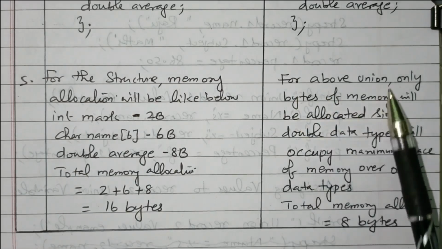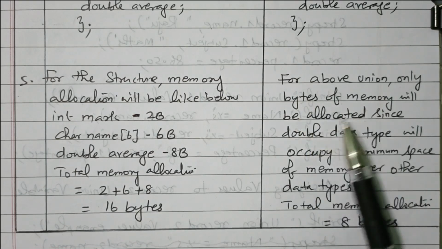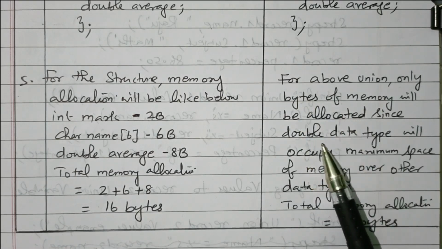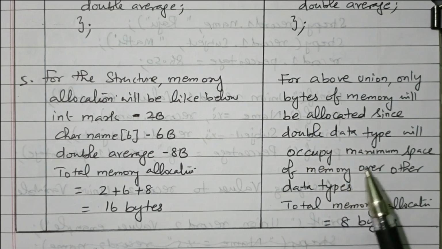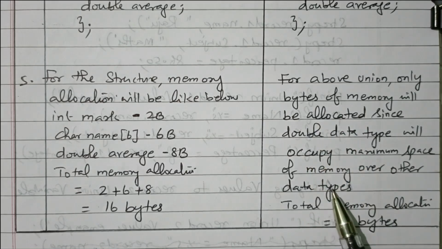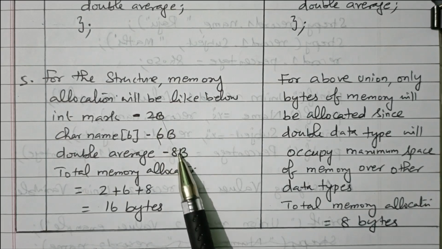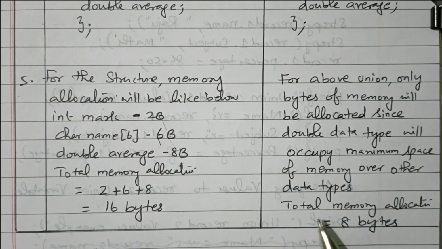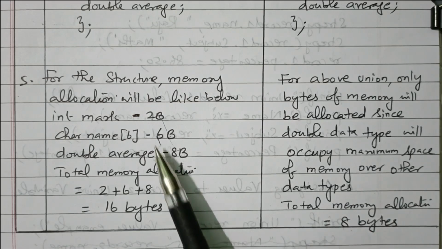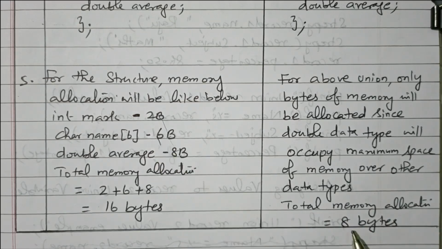For the above union, only 8 bytes of memory will be allocated, since the double data type occupies the maximum space of memory over the other data types. So we compare here: if you want to store the double data, we need 8 bytes. So among the 3 data types, whichever has the highest memory, that memory will be allocated. Total memory allocated is only 8 bytes. If you want to store the integer mark, only 2 bytes are needed. In these 8 bytes, 2 bytes will be used.